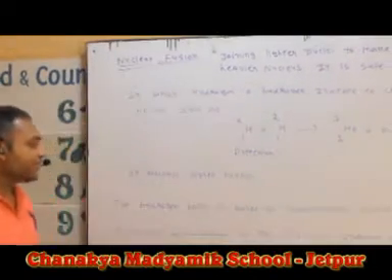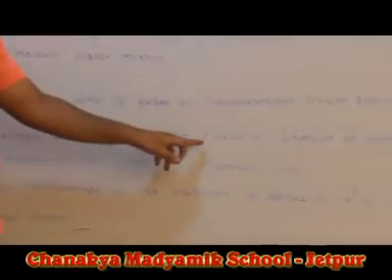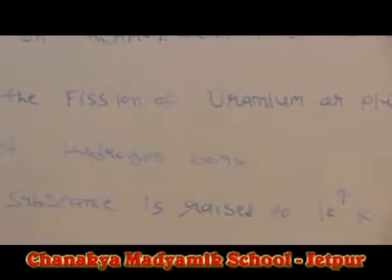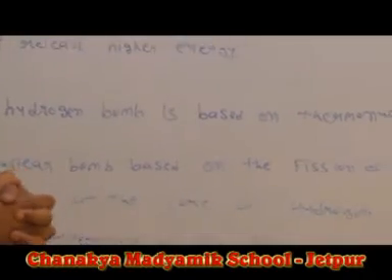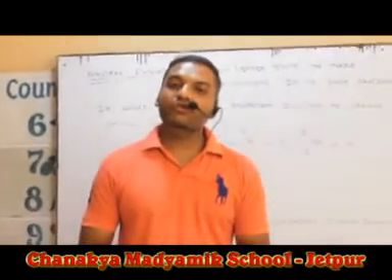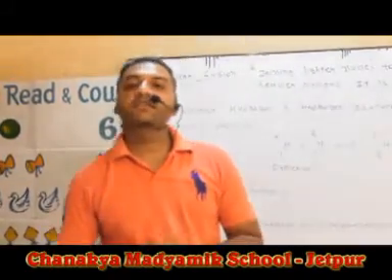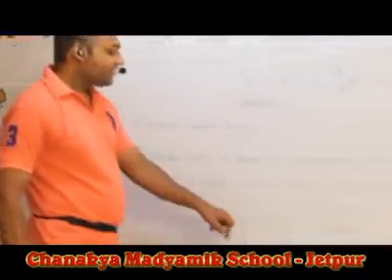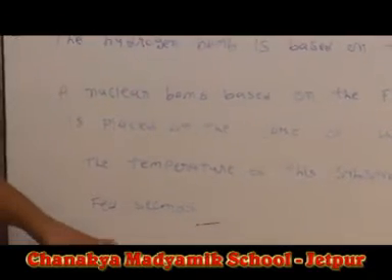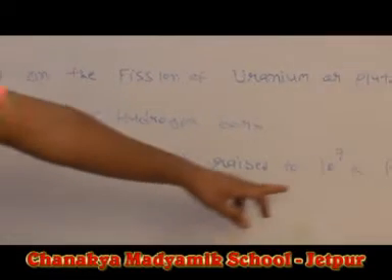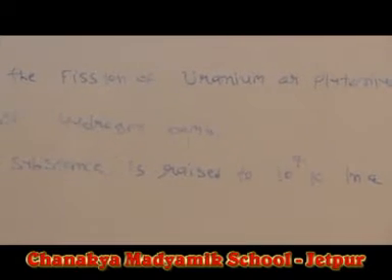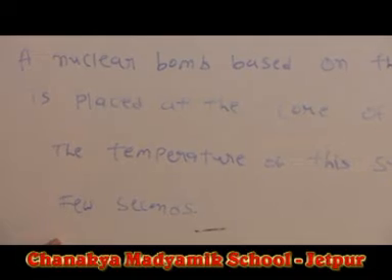Two different nuclei are joined with each other. A nuclear bomb based on the fission of uranium or plutonium is placed at the core of the hydrogen bomb. So we can also say that to make a hydrogen bomb, first of all we make a nuclear bomb, because the uranium and plutonium nucleus is set up in the core of the hydrogen bomb. The temperature of this substance rises to 10^7 kelvin in a microsecond. Such a higher amount of energy is released in a few microseconds. So you can realize how dangerous it is.